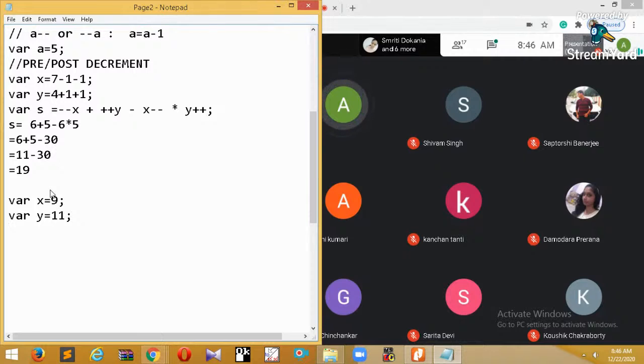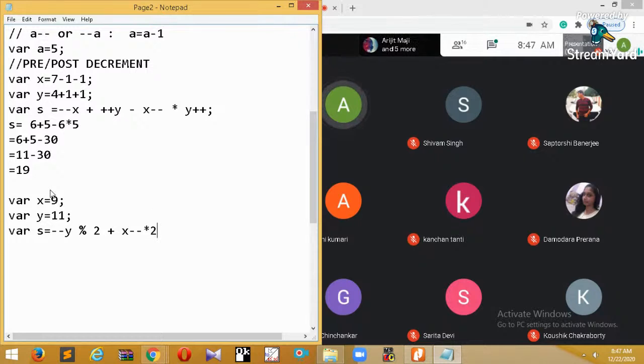I'm taking here 11. Now here I'm taking one expression where s equal to, suppose I'm taking minus minus y percent 2 plus x minus minus into 2. Let's do this one, simple one.